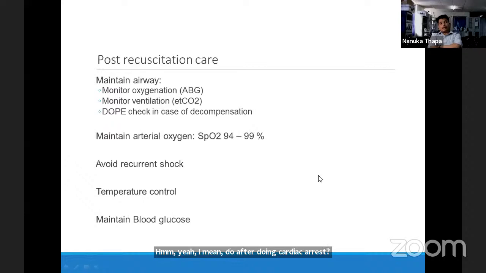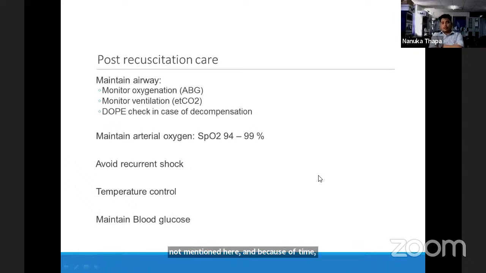Because if you don't take care of these things, then again the patient may go into recurrent cardiac arrest. And if any patient is having recurrent cardiac arrest, the mortality and the morbidity increase in the subsequent cardiac arrest episodes. So these are the things, and there are a few things which I have not mentioned here because of time constraints.